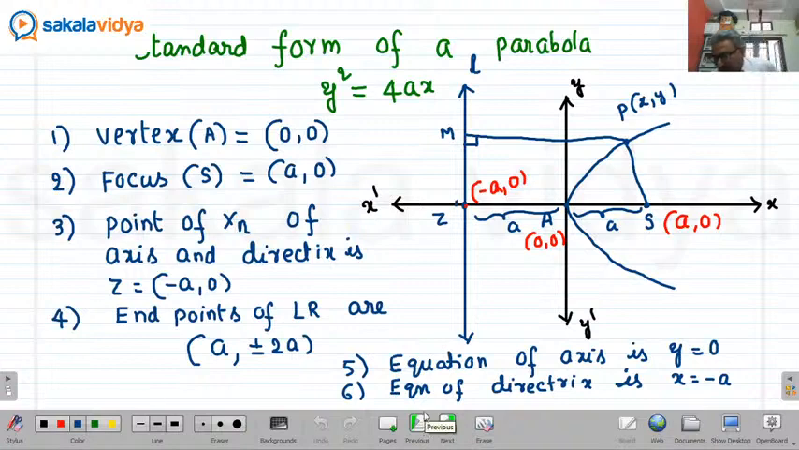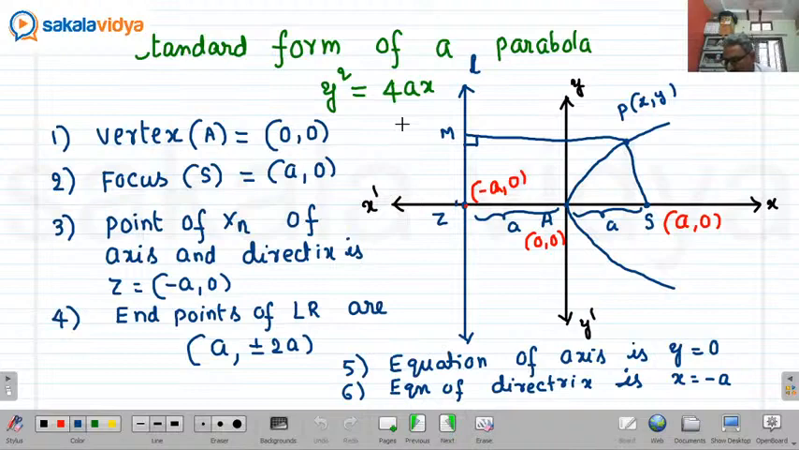Let me revise once again, as fast as possible. The standard form of the parabola is y square equals 4ax. Always remember the vertex is the origin (0, 0). Next, the focus is (a, 0). The point of intersection of the axis and directrix is (-a, 0). The ends of the latus rectum are (a, plus or minus 2a). The equation of the axis is y equals 0.